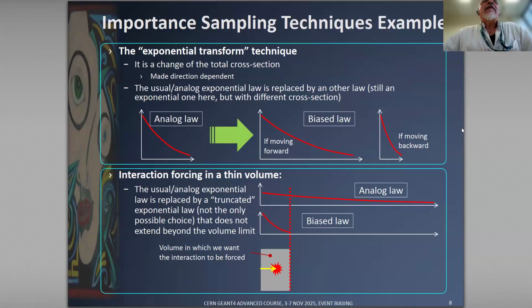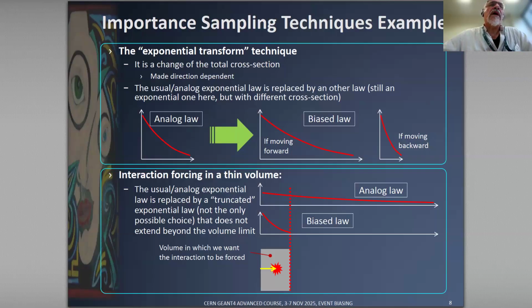So, some examples of importance sampling techniques. If you are familiar with MCNP, they have what they call the exponential transform technique, which is a change of cross-section made angle dependent. That is, it favors the penetration inside the shield when you are going forward, and it does that by putting a smaller cross-section forward and a stronger cross-section backward.